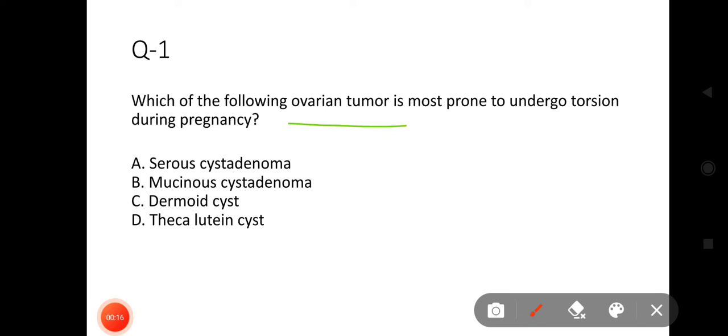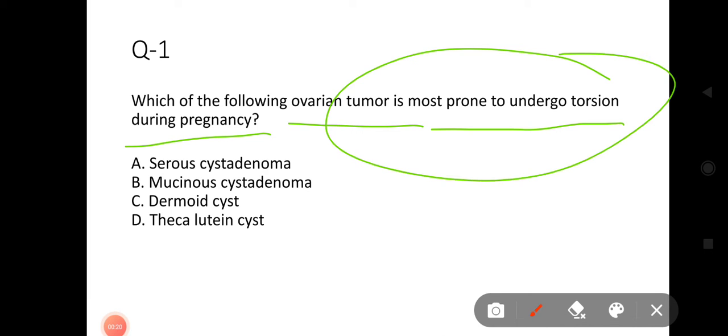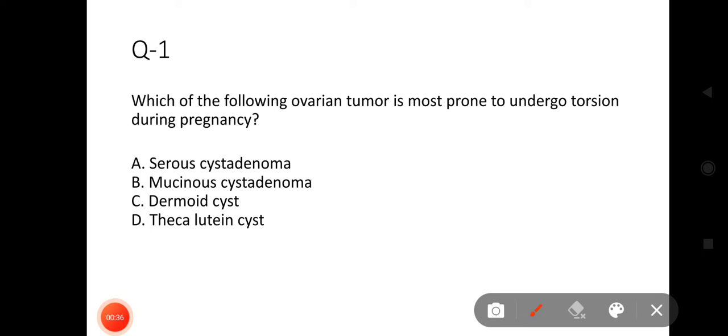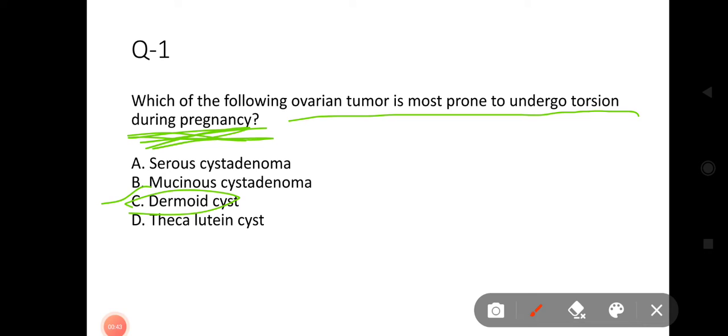First one is, which of the following ovarian tumors is most prone to undergo torsion during pregnancy? This question has been asked previously. Options are serous cystadenoma, mucinous cystadenoma, dermoid cyst, or theca lutein cyst. Just give a second to make a guess. The answer is dermoid cyst. So remember this directly. Dermoid cyst is the ovarian tumor which is most prone to undergo torsion during pregnancy.